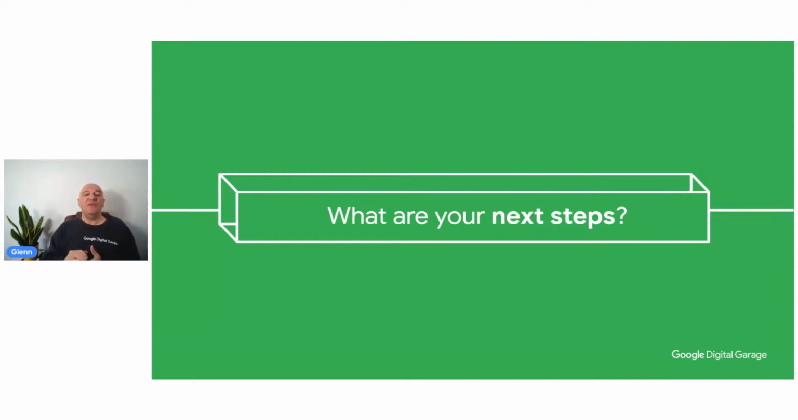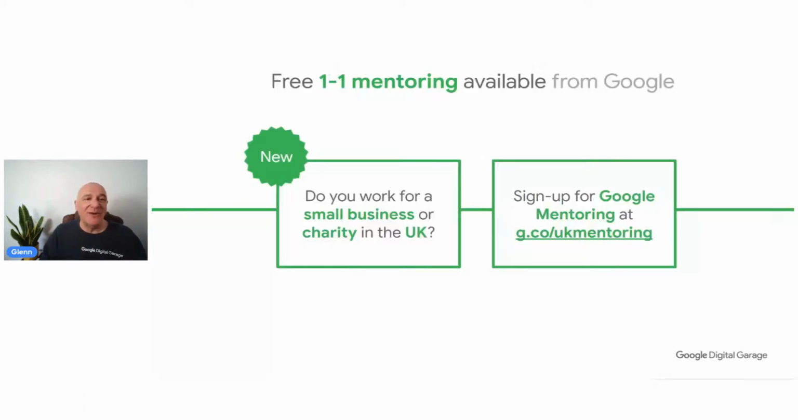Now, I mentioned before that you might also have found something useful here that you want to discuss on a more one-to-one basis. So why not use our one-to-one service? If you work for a small business or a charity that's based in the UK, you can sign up at g.co/UK/mentoring. Get an hour with a digital expert like me and Annie. We might be there. You might find us if you're lucky enough. And you can talk through your challenges and we can help you devise a plan to move you forward and help you move towards achieving that goal. So that's g.co/UK/mentoring. Fantastic service. If you have an opportunity, sign up.